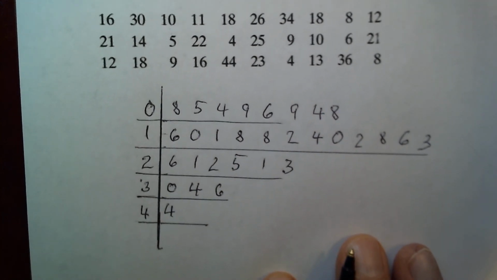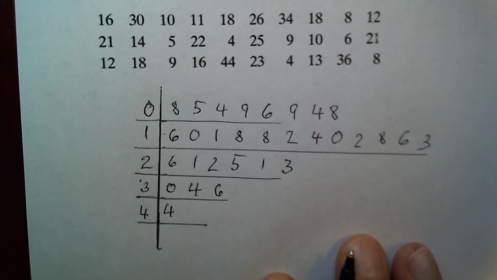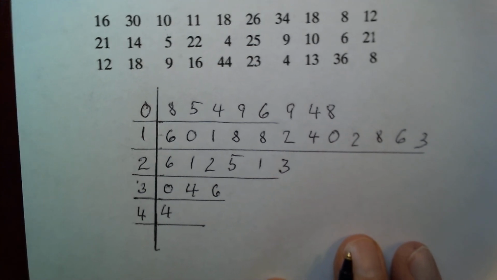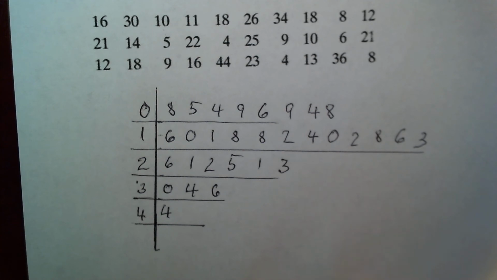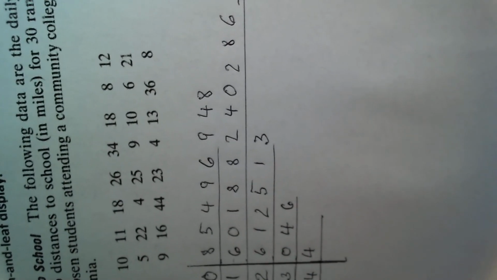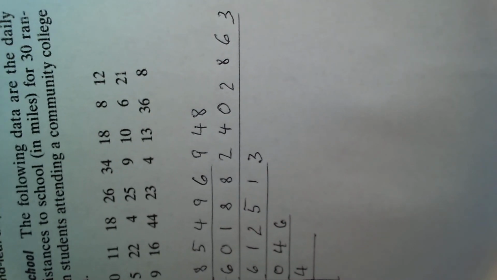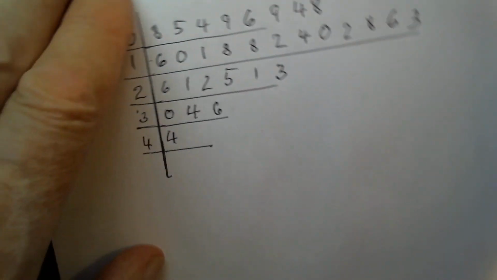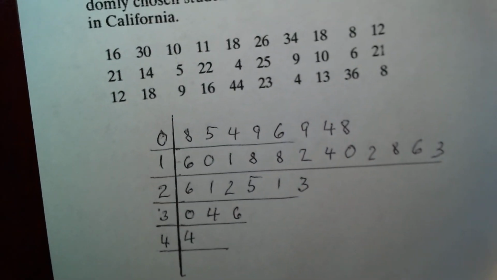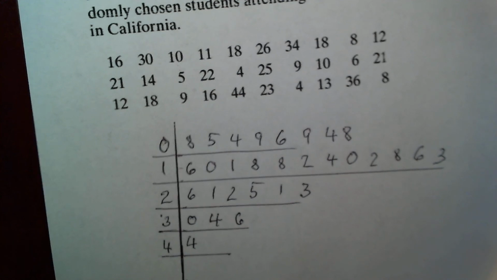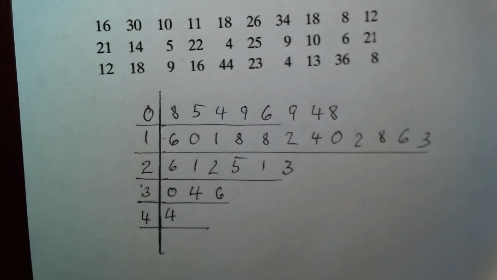The nice thing about it is it retains the original data, and it looks like a histogram just turned on its side. If I turn it around, the numbers would be the vertical bars, so to speak, and the length indicates how many there are per group. So stem and leaf displays can be very useful, and you can see at a glance the distribution of the data.